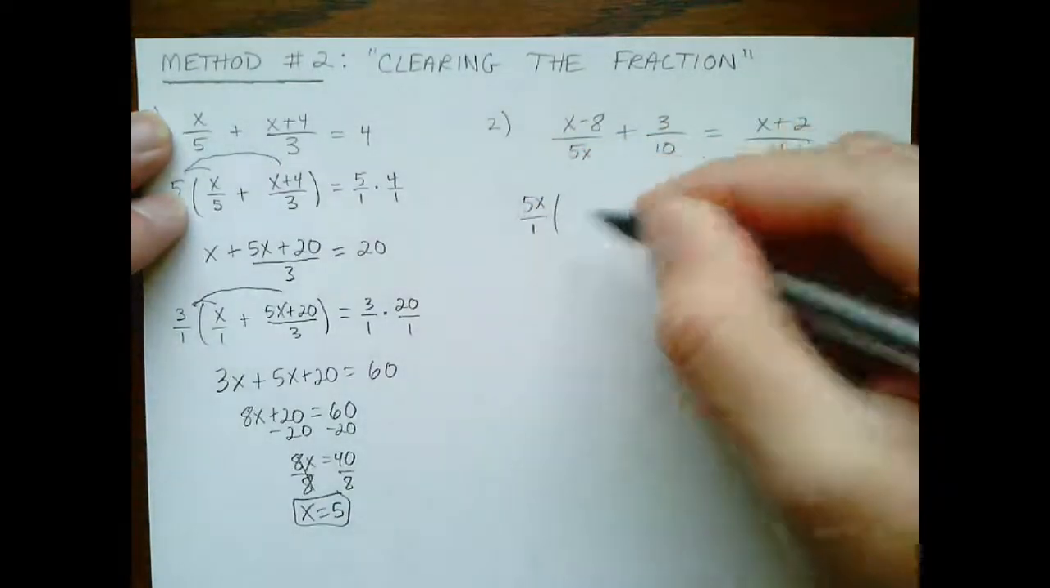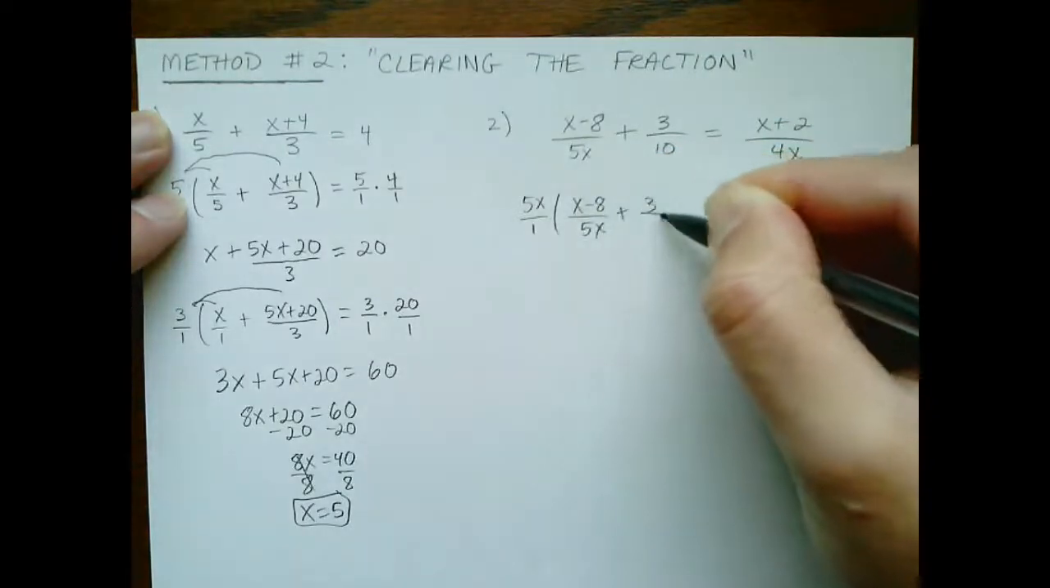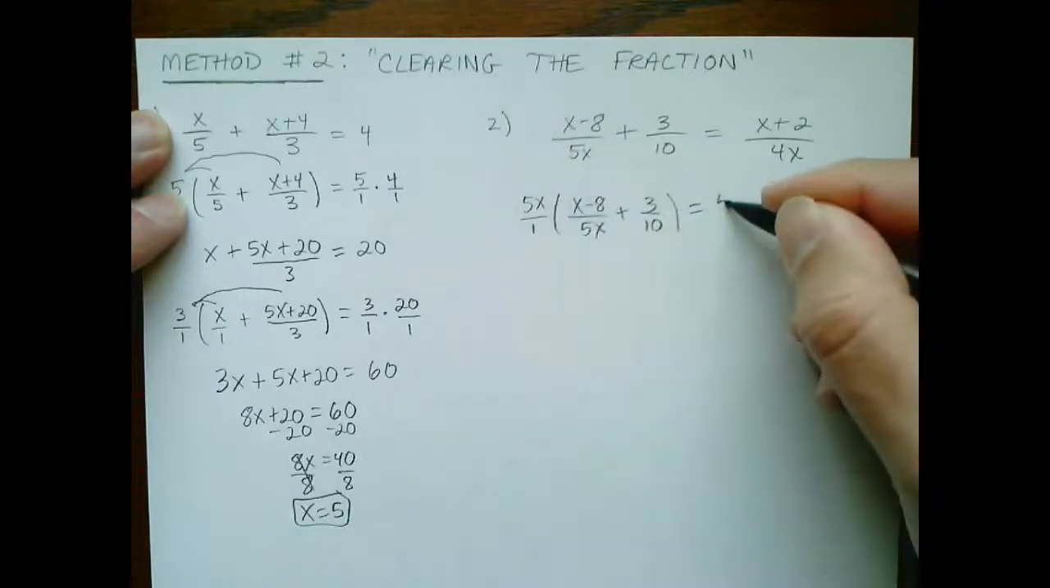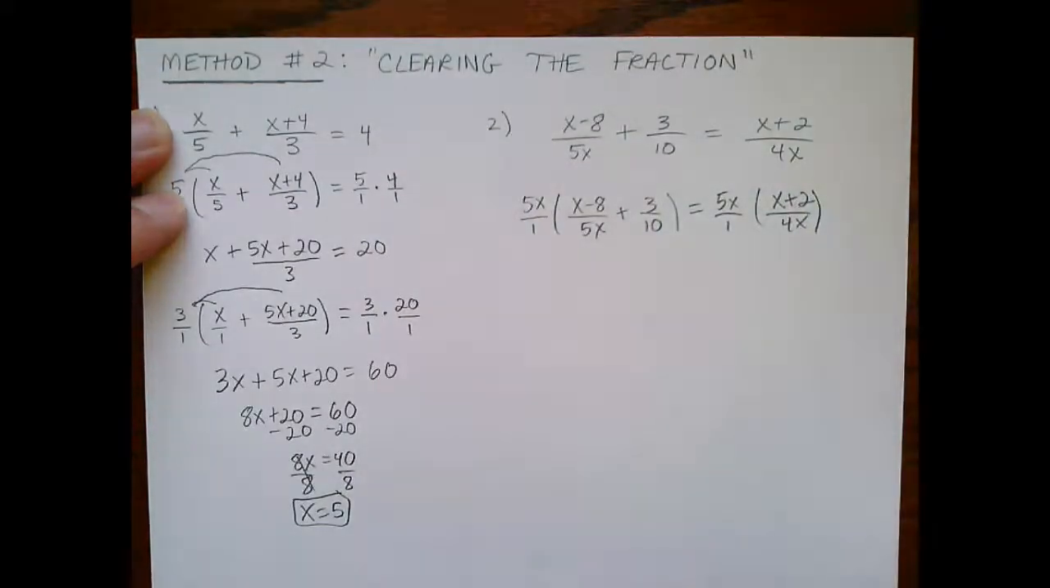So I do 5x over 1. I'll keep this quantity the same just to show you the steps. And then if I multiply this side by 5x over 1, I've got to multiply the other side by 5x over 1. So the first step would look something like this. But why is it a nice first step?